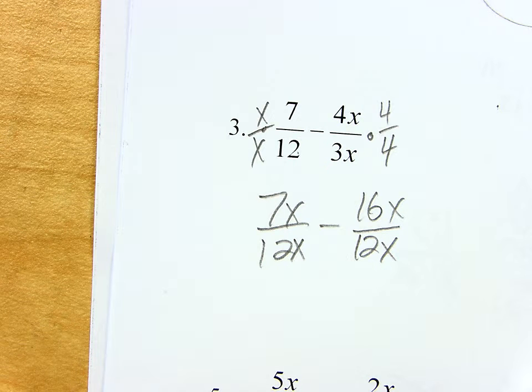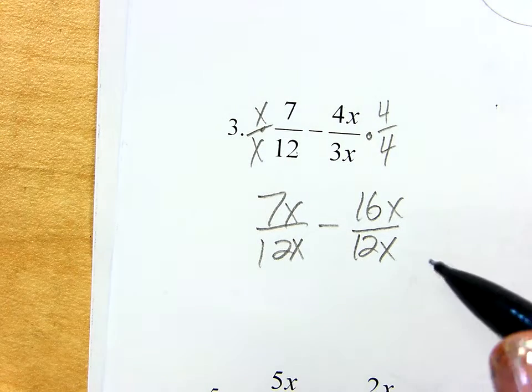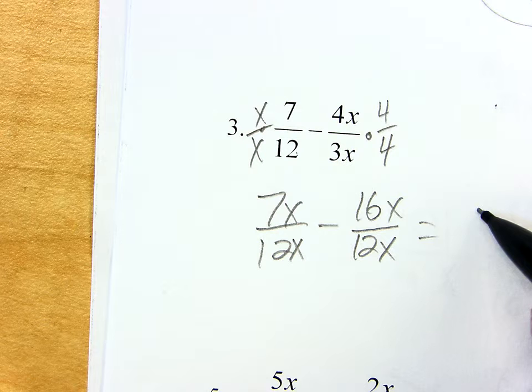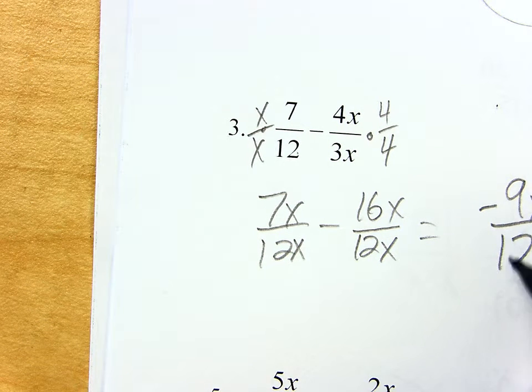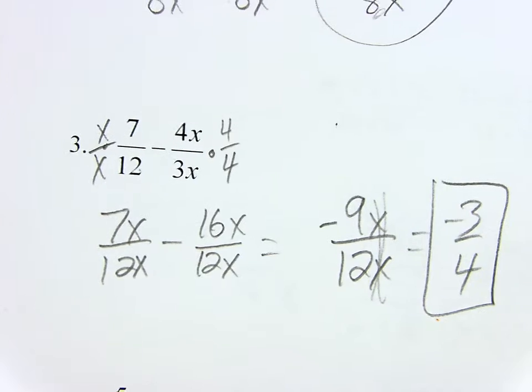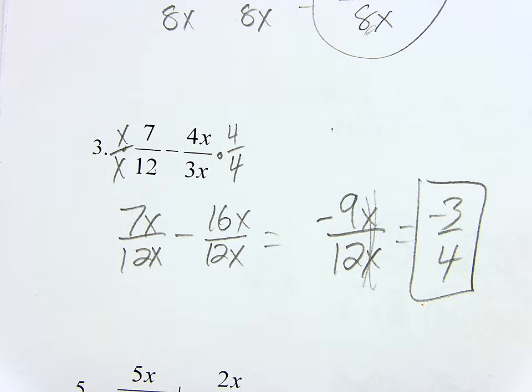So, I have common denominators. I can do the subtraction. What is 7x minus 16x? Negative 9x. And you've got an x over 12x, which is 3 over 4. Right, so my x's cancel, and then I can reduce 9 over 12. Negative 3/4 is my final answer.